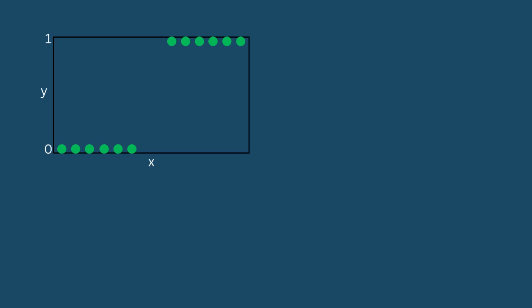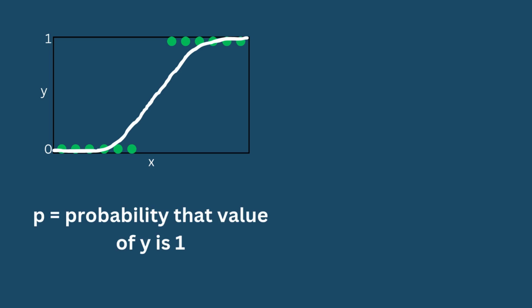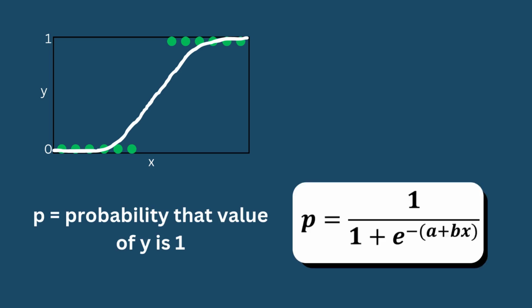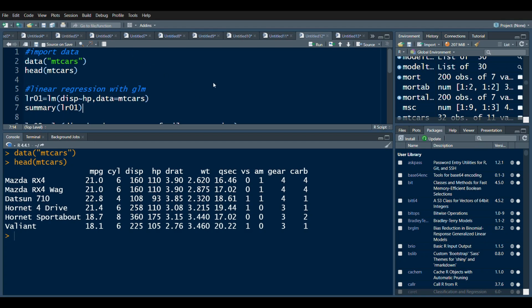Its graph cannot be explained by a linear model because of the S-shaped curve. Therefore, instead of taking the actual values of the output dependent variable y, we take the probability of y. And the curve is explained by the following equation. So how do we perform logistic regression in R?